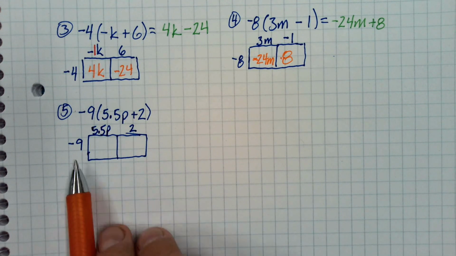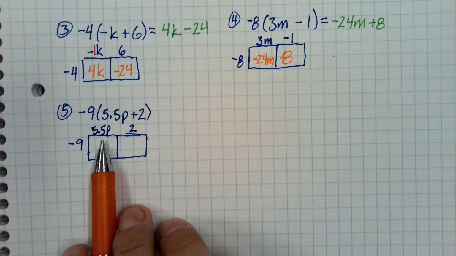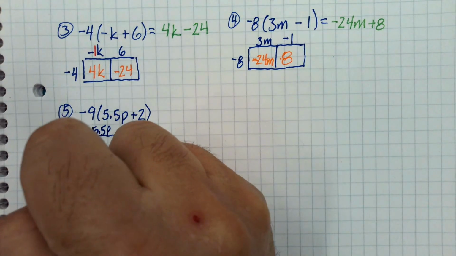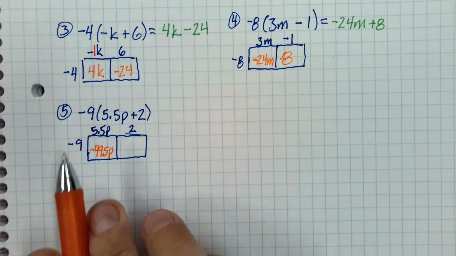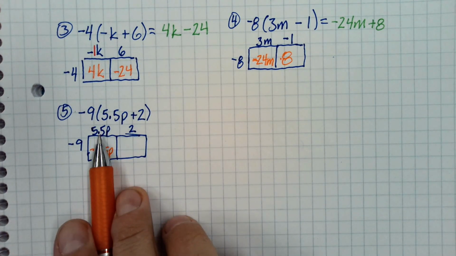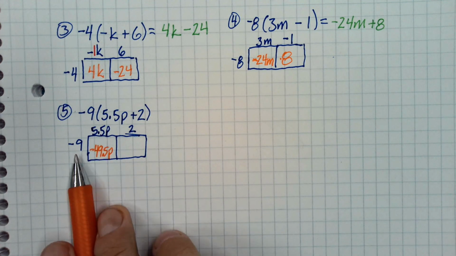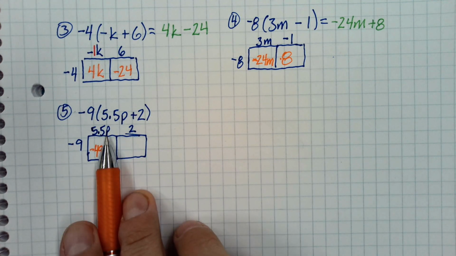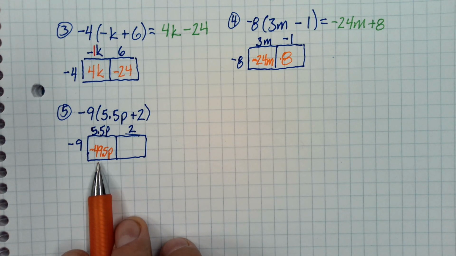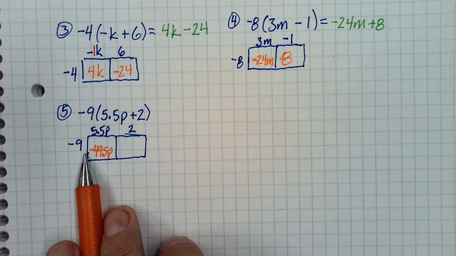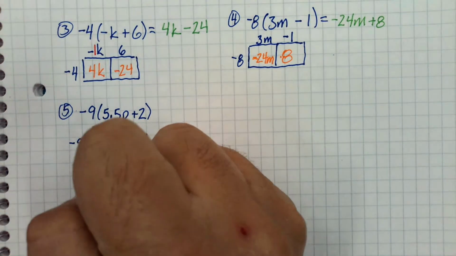Okay, so we've got to multiply negative 9 times 5.5. 49.5. Negative 49.5, right? Yes, negative 49.5. Let's see. Negative 9 times 5 is negative 45, right? And then negative 9 times 0.5 is 4.5. Half of 9 is 4.5. So you would add those, 45 and 4.5, which is 49.5. And then how about negative 9 times positive 2? Negative 18.